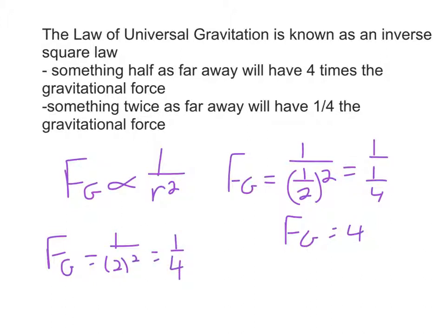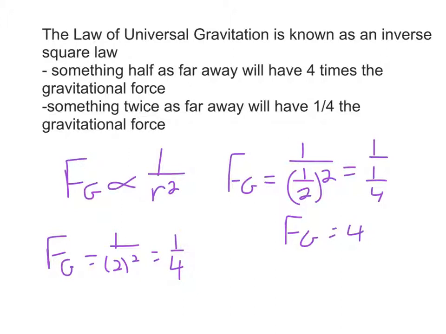So that's how that works. In other words, the farther away something is, the weaker the gravitational force. That's going to make sense. The closer you are, the stronger the gravitational force, so just think of it logically that way. But know that it's a square, so it's an inverse square relationship.